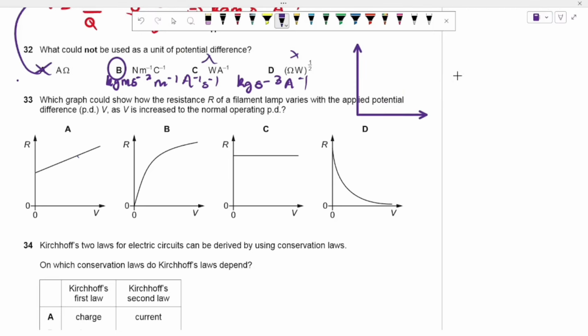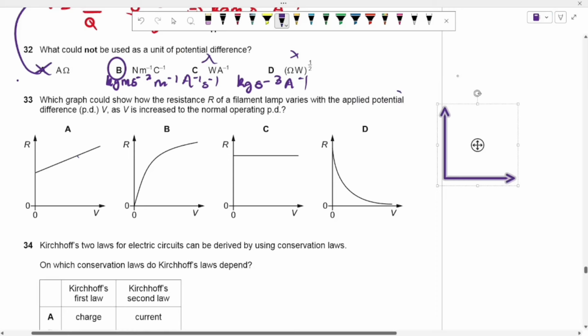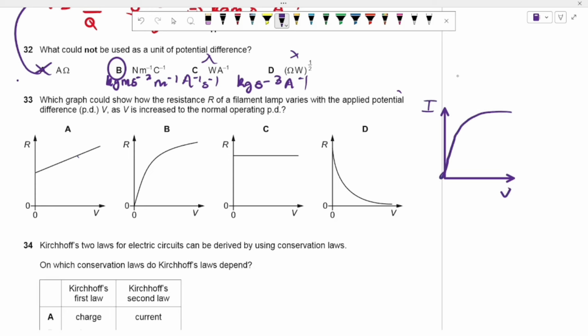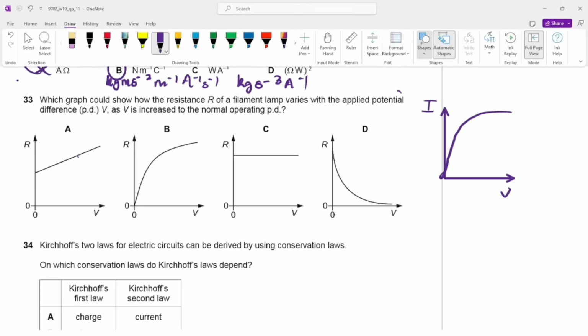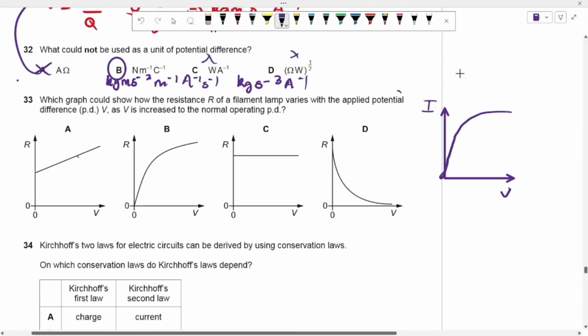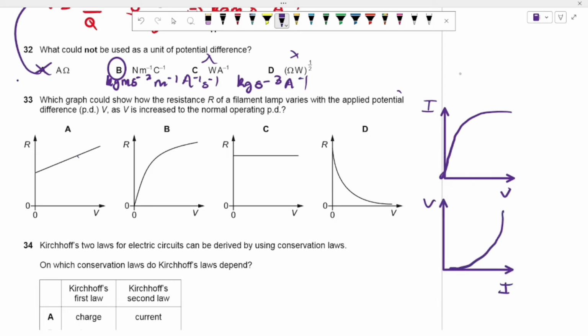Like this, right? There's a very popular graph, a graph of I against V for a filament lamp. So basically a graph like this. And if we're to flip the axis, because this is basically V against I, and put I here and V here, it's basically the exact same graph. I've just flipped the axis.